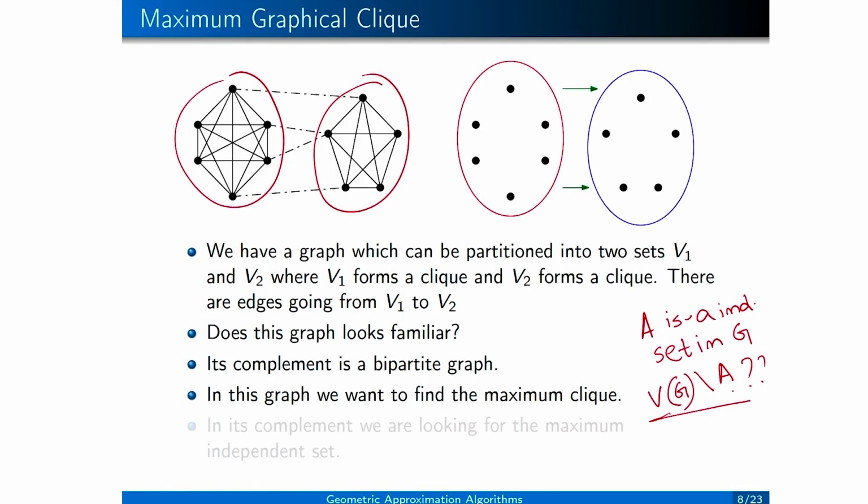Take any independent set. Suppose A is any independent set, take the V minus A, that will become a vertex cover. Why? They don't contribute anything to edges. So, whatever the rest of the vertices are, all the edges have to be incident upon them, because there is no edge between two vertices in A.